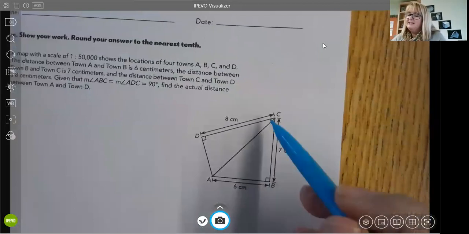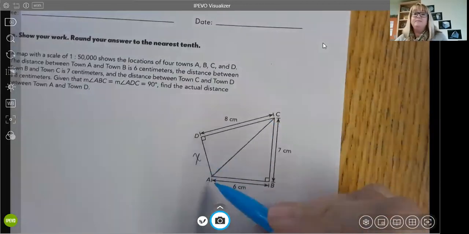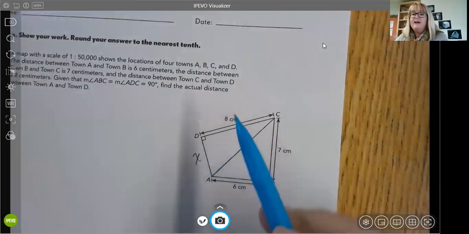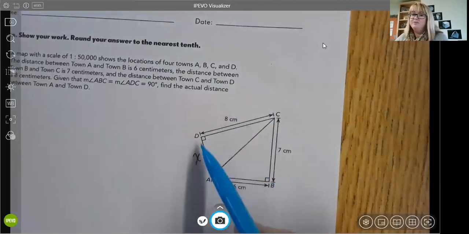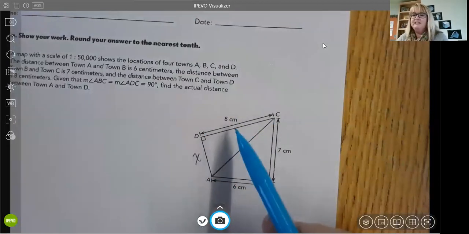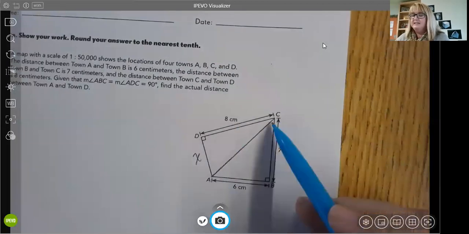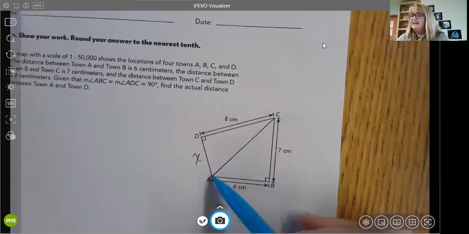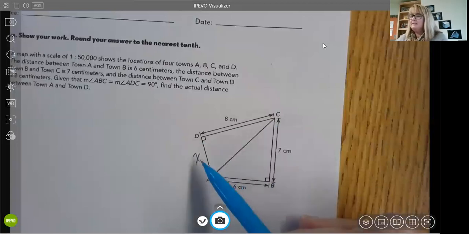Okay? This is what I'm trying to find. I'm trying to find the distance from A to D. Now, if I am using this right triangle, I only have one measurement. I need two to be able to solve it. So I'm going to come over to this right triangle. I have two sides that we know of, so I can figure out what this side length is. Once I figure out what this side length is, then I can use the Pythagorean theorem to figure out x.